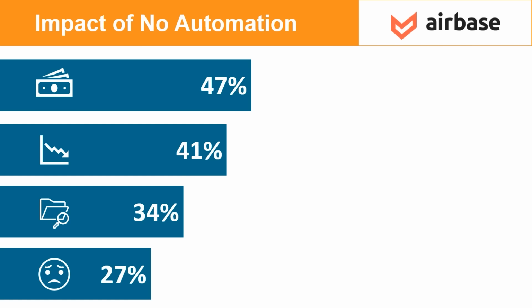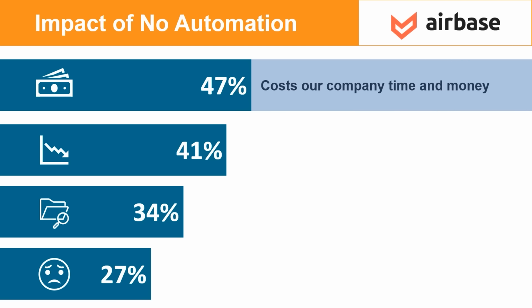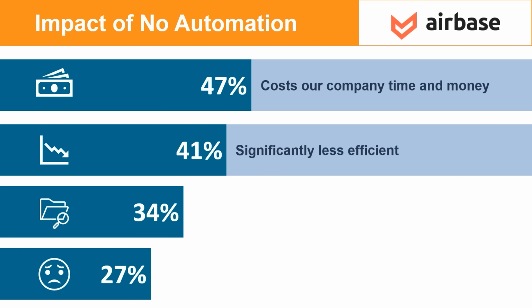The results we're looking at up here on the screen are from a market research firm that did a survey of about 200 finance and accounting individuals from a variety of different industries. When they were asked what they feel is the impact of a lack of automation in the accounts payable department, 47% responded that it's causing cost for their company, both with time and money. 41% of respondents indicated that a lack of automation is making them significantly less efficient than they would be should they have automation in place.